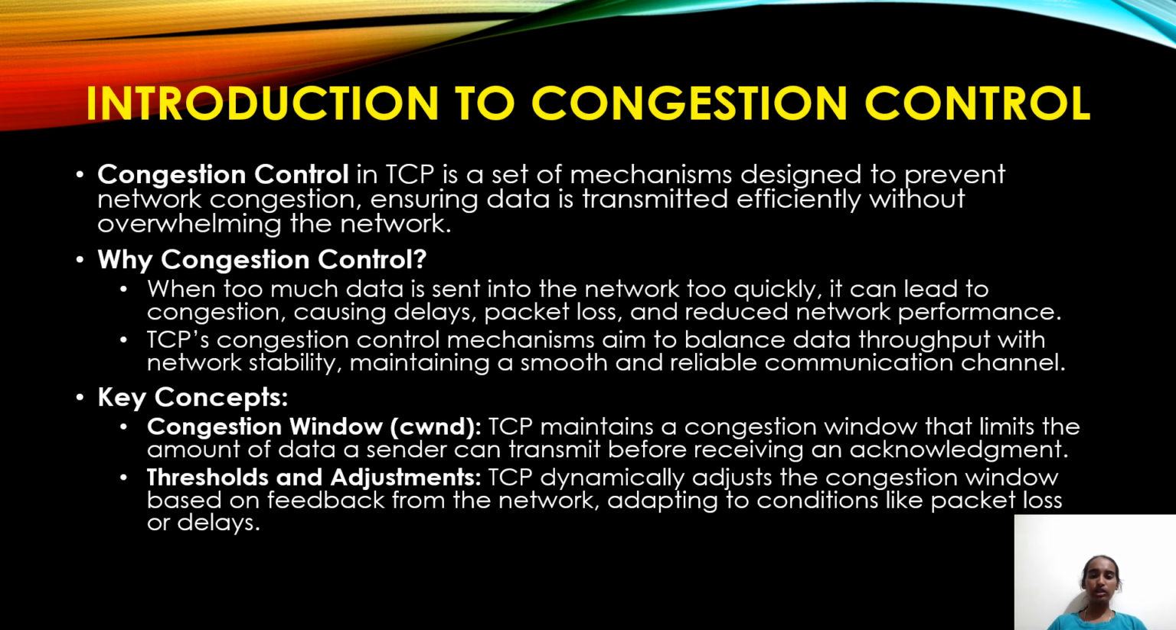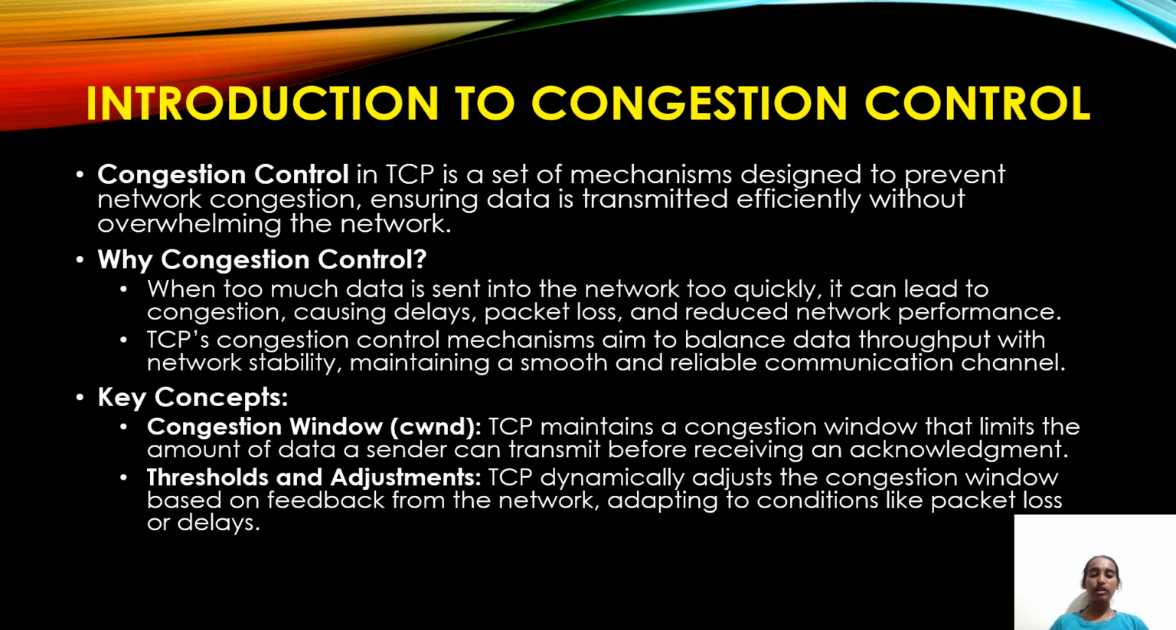So we'll start with the introduction to congestion control. Congestion control in TCP is a set of mechanisms designed to prevent network congestion, ensuring data is transmitted effectively without overwhelming the network. Why congestion control? When too much data is sent into the network too quickly, it can lead to congestion, causing delays, packet loss, and reduced network performance. TCP congestion control mechanisms aim to balance data throughput with network stability, maintaining smooth and reliable communication channels.